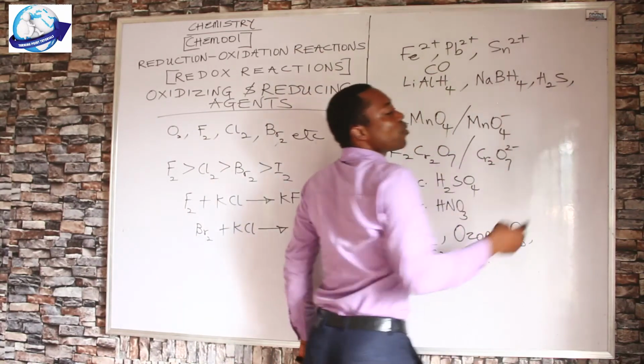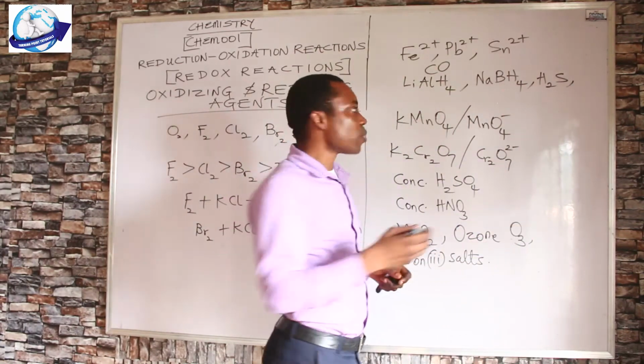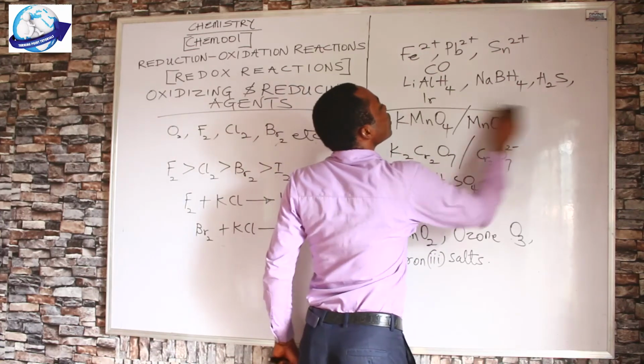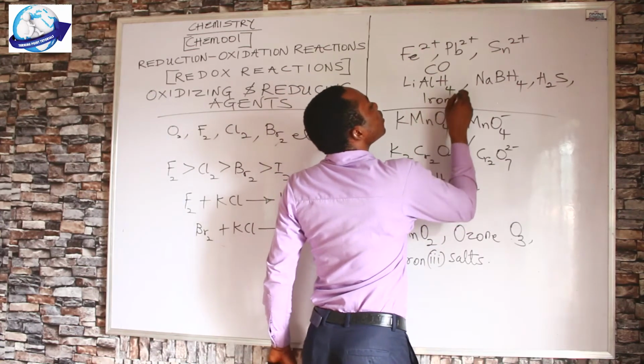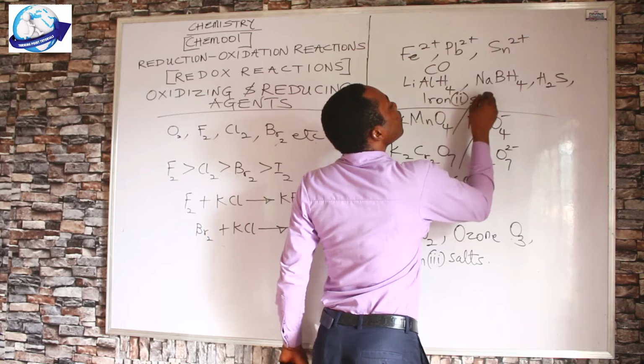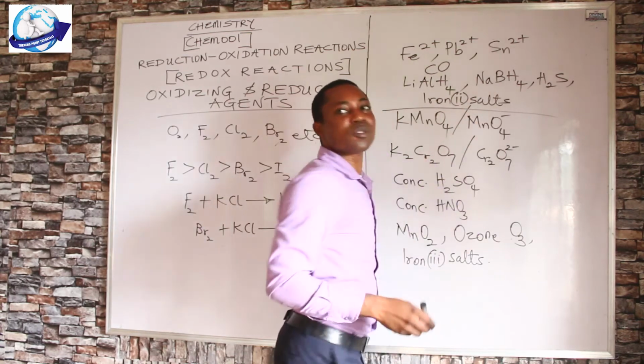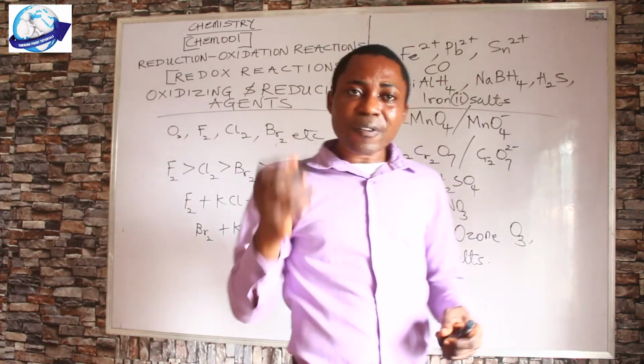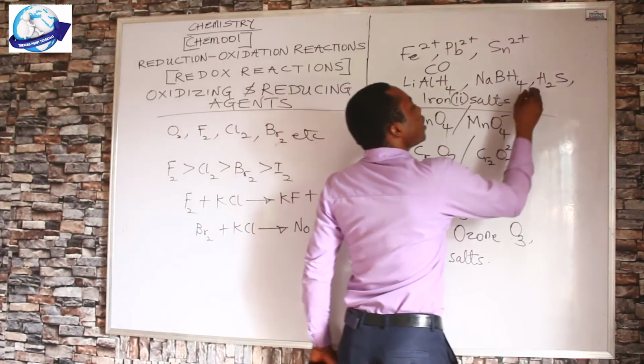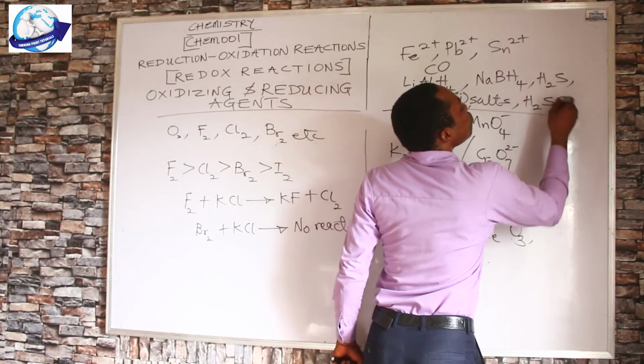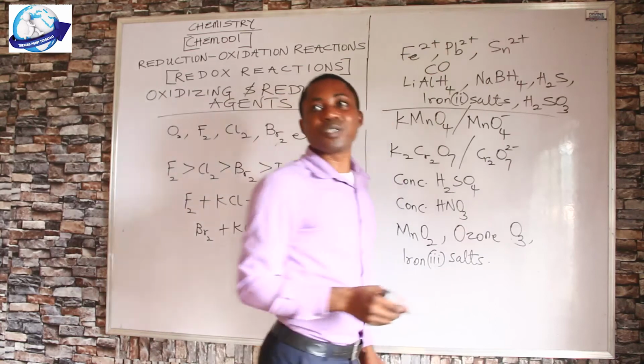We also have another one again, iron(II) salts. All iron(II) salts are also examples of reducing agents. Then let's also add this one to it, H2SO3. These are examples of reducing agents.